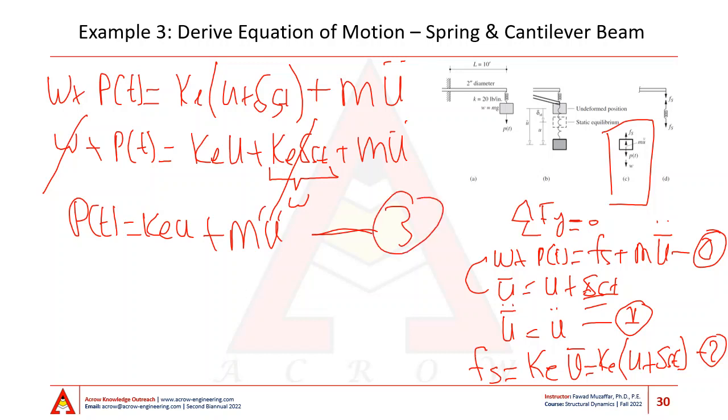Note that in equation 3 we have converted everything from the u bar coordinates to the u coordinates, and the u coordinate is relative to the static equilibrium position of the mass. So equation 3 is independent of the coordinate system u bar. The last remaining thing that is left is to calculate Ke.